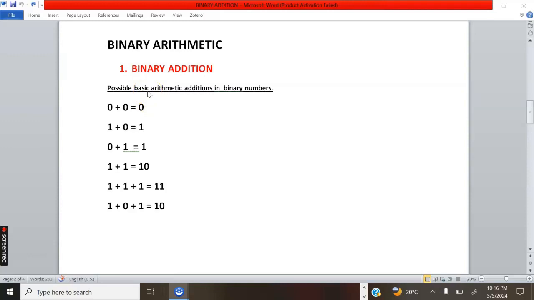For example, 0 plus 0 is always 0, while 1 plus 0 is equal to 1. 1 plus 0 plus 1 is equal to 1, 0. 1 plus 1 is equal to 1, 0, while 1 plus 1 plus 1 is equal to 1, 1. And lastly, 1 plus 0 plus 1 is equal to 1, 0. As long as you are able to interpret all these basic addition rules in binary numbers, you will be able to do all the subtraction that exists.